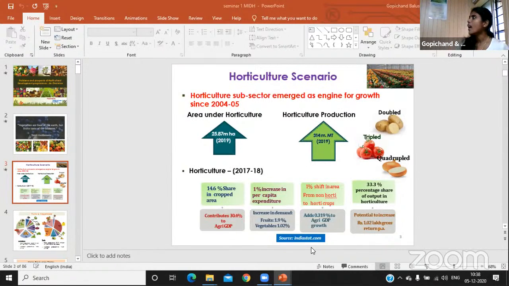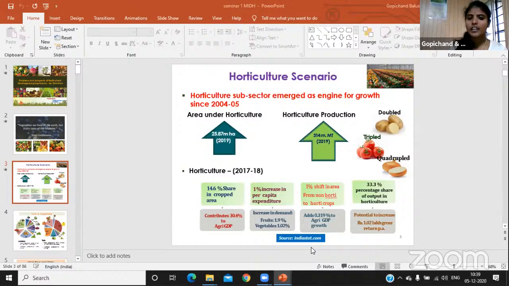According to the statistics of 2019 data, the area under horticulture is about 25.87 million hectares, and the production is about 314 million metric tons. We stand second in the area and production of fruits and vegetables over the world. In the horticulture sector, Karnataka also stands second in area and 15th in production, contributing 180 lakh metric tons to the total horticultural production in the country.